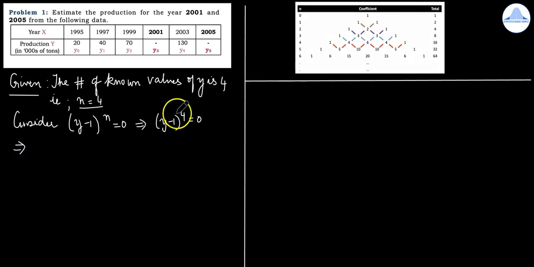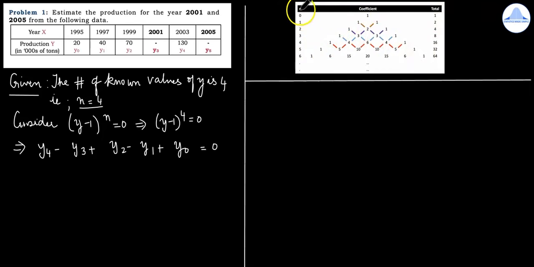So next start with y4, leave some space, y3, y2, y1, y0 equal to 0. First we'll have the plus sign, then minus, plus, minus and plus. Then this is Pascal's triangle. Pascal's triangle will help us to find what are the coefficients of this expansion. So the first column you should form is n, and then you have the coefficient. This total column is not so important.